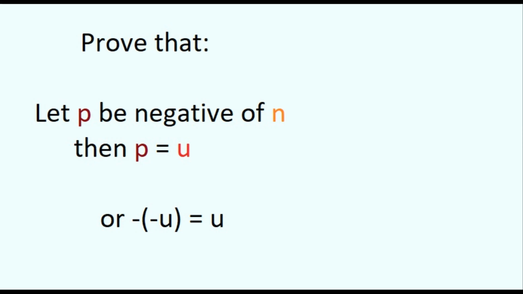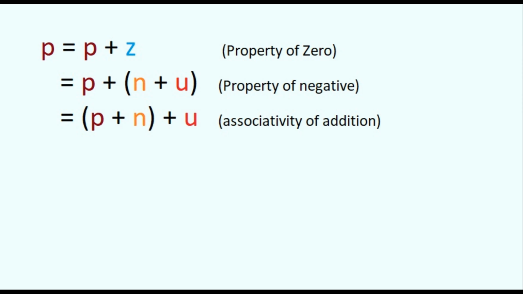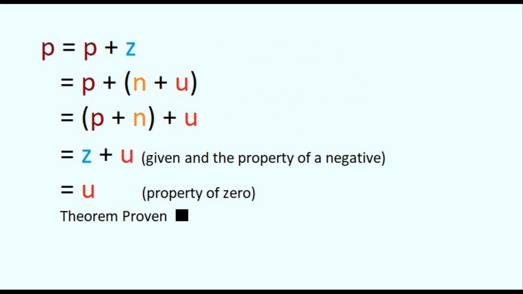Here is a proof that the negative of the vector u equals the vector u. We'll call this double negative of u p. Starting with the vector p, we expand and manipulate it to this expression, so as to get the expression p plus n in brackets. P plus n equals z, since it is given that p is a negative of n, and it is a property of the negative, and this simplifies to u, which completes the proof.